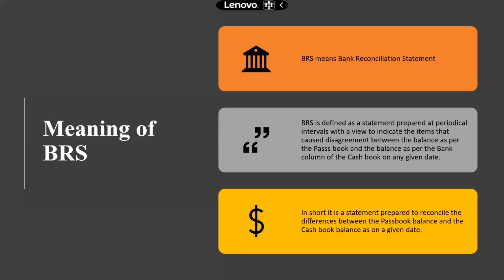So all the entries related to bank, all entries related to checks, we are entering in the cash book in the bank column. Now, what is happening at the bank? The banker is maintaining our account. So whatever checks we are receiving or issuing, the banker is also maintaining a record of all of them. Right? And he is maintaining the record in the book called the passbook.